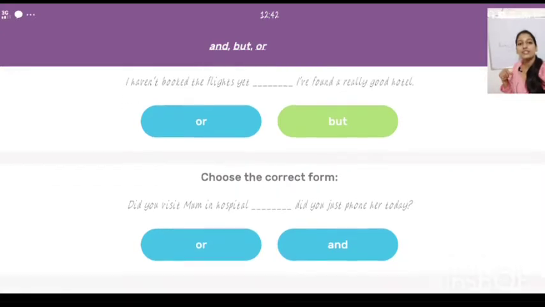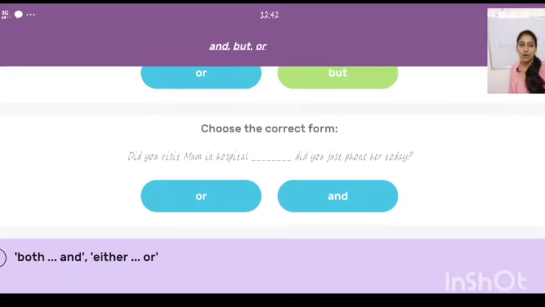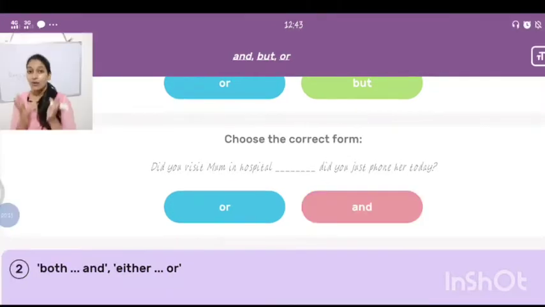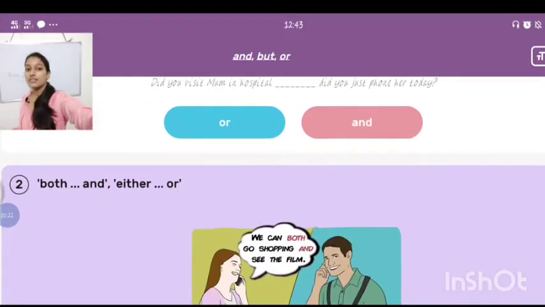Did you visit mom in hospital? Did you just phone her today? Now, did you visit mom in hospital? Did you visit किया था या सिर्फ फोन करके छोड़ दिया था? So that we need to see. So our correct answer will be or.